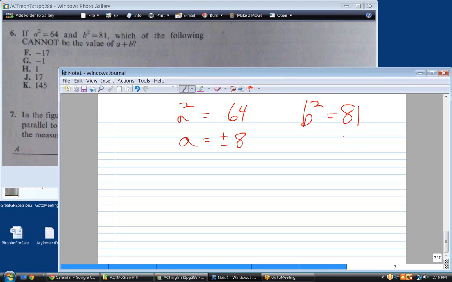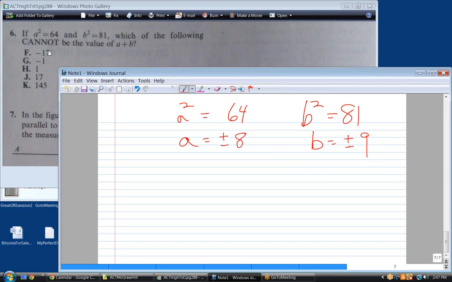Okay. And what is b? 9. Plus or minus 9. Plus or minus 9. So we've actually got 4 different combinations of a plus b. It could be 8 plus 9, 17. It could be minus 8 plus a minus 9, and so forth and so on.